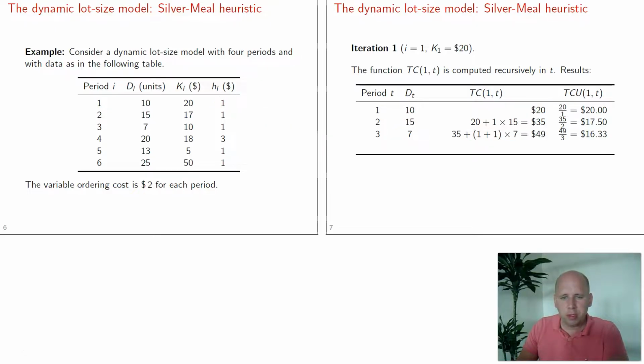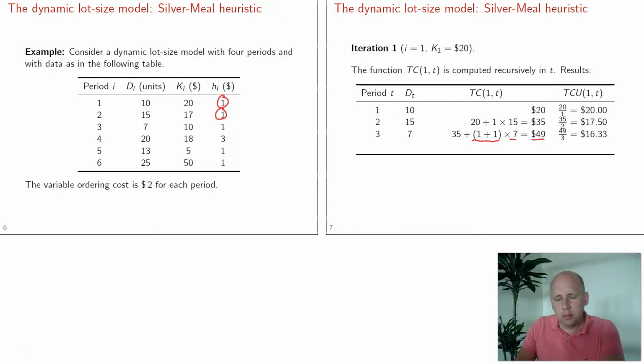We can then also add the third period. There the demand is 7. If we are also going to order those 7 items in period 1, then we need to store those items 2 times, at a cost of 1. So that's 2. The 1 plus 1 is then multiplied by 7, and then we get 49. The 49 is for 3 periods. So per period the cost is 16.33.